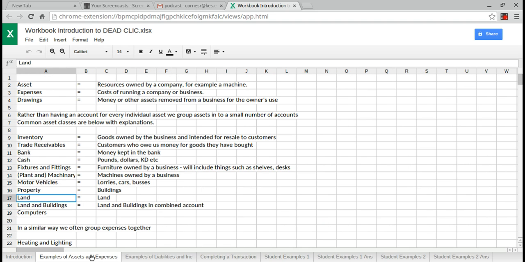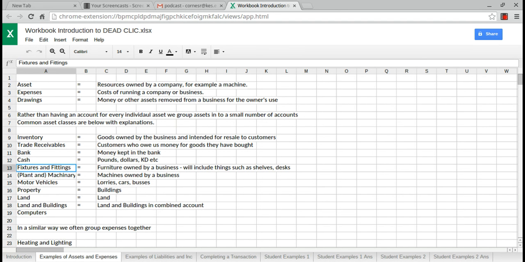Right, assets. They're resources owned by a company, for example a machine or a motor vehicle. Expenses are the cost of running a business or a company. And drawings are any money that the owner takes out for their own use and not the business use. I'll give you some examples of common assets that you can go over once you finish listening. It's important that you learn these.